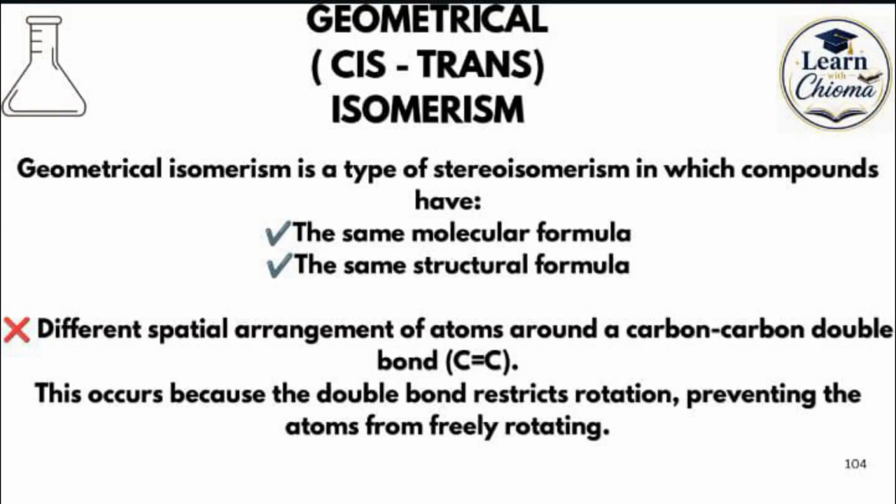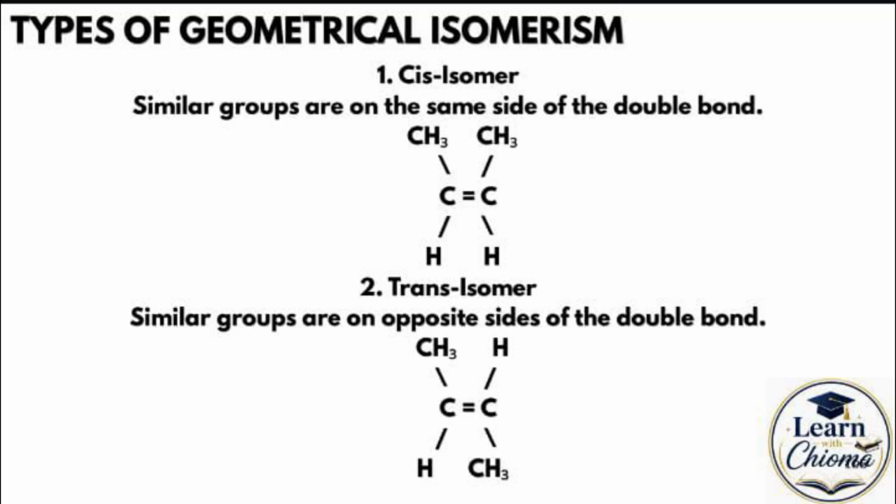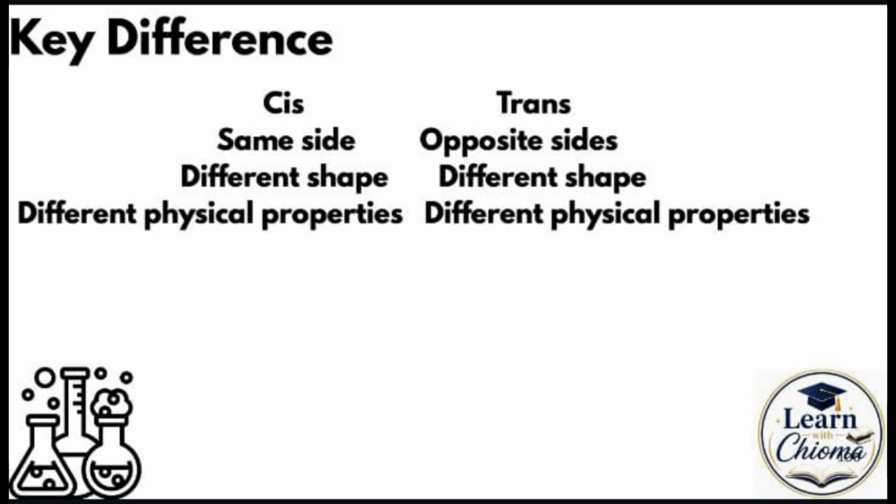The final type of isomerism we'll study is geometrical isomerism, also known as cis-trans isomerism. Unlike structural isomerism, the atoms are connected in the same order. The difference lies in how they are arranged in space around a carbon-carbon double bond. The double bond prevents free rotation, so the groups attached to the carbon atoms remain fixed in position. When similar groups are on the same side of the double bond, the compound is called the cis isomer. When they are on opposite sides, it is called the trans isomer. Although cis and trans isomers have the same molecular formula and structural formula, their different shapes can lead to different physical properties, such as melting and boiling points.